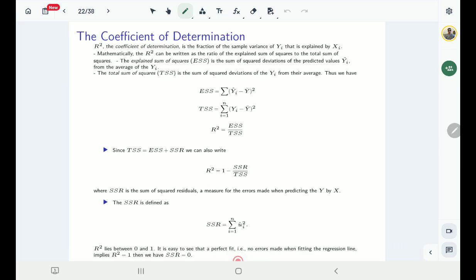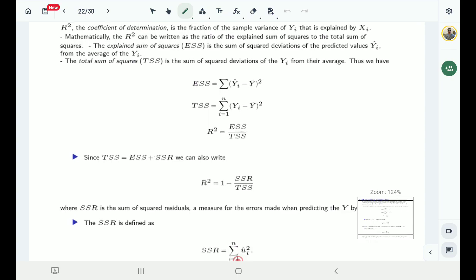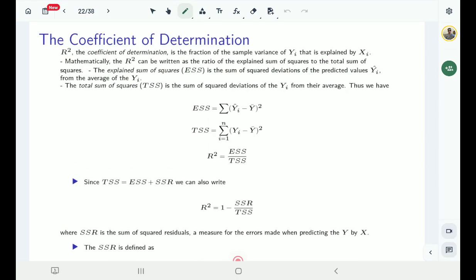Now let's talk about R square. R square is the coefficient of determination. It is showing the fraction of variation in the dependent variable explained by the model. And how we do that, we define two other animals. One is called ESS, explained sum of squares.